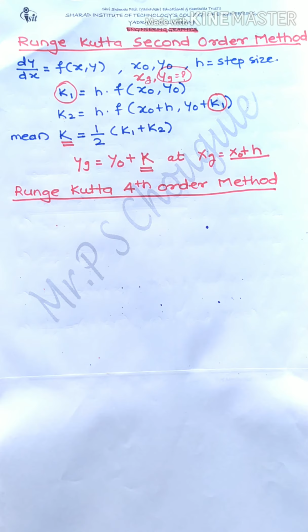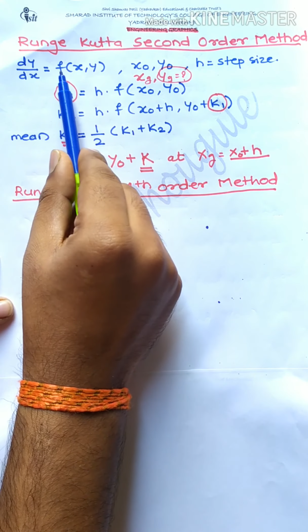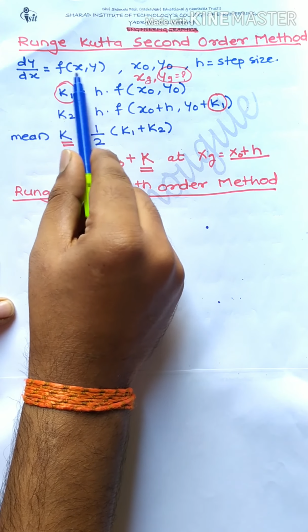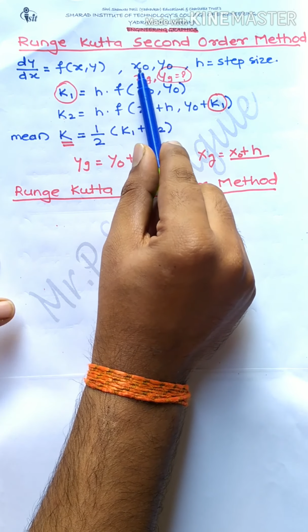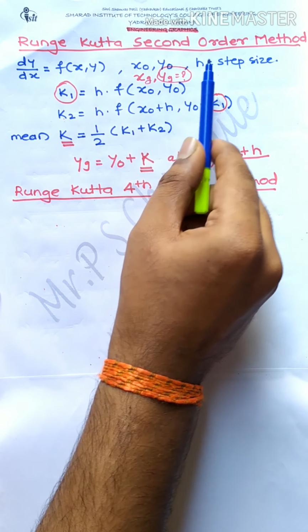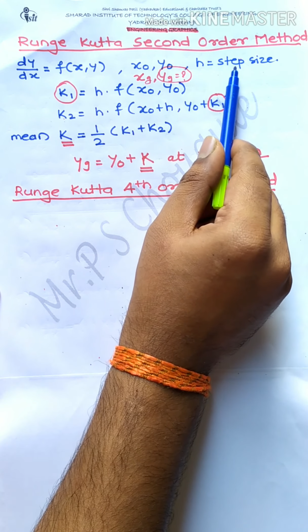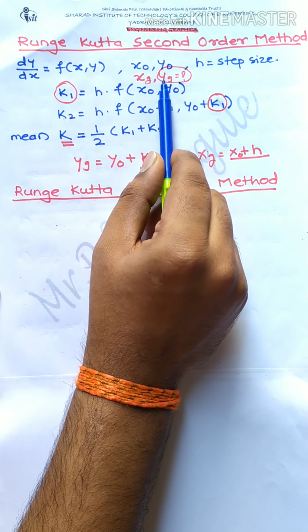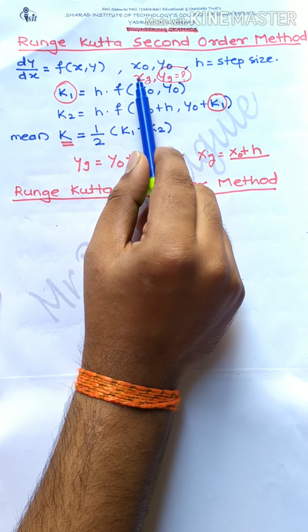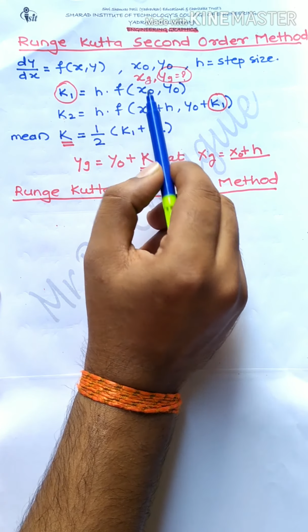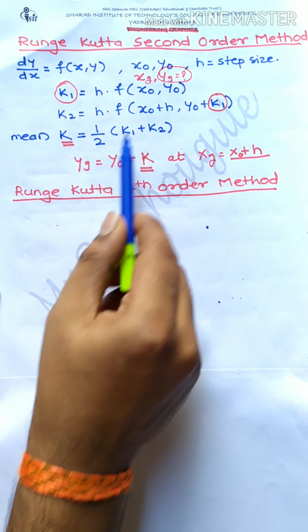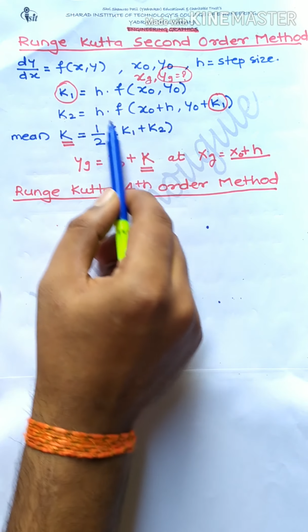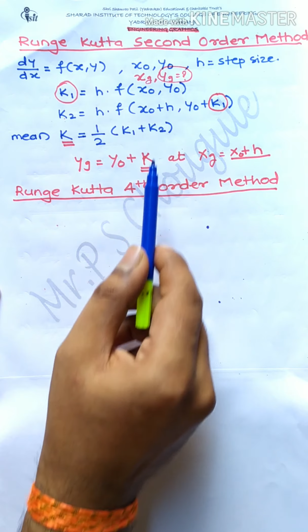In the Runge-Kutta fourth order method, they will give dy upon dx, the value of this function, the initial conditions y0 and x0, and the step size. And now we need to find the value of y at a particular x. For that, this one belongs to the second order method.